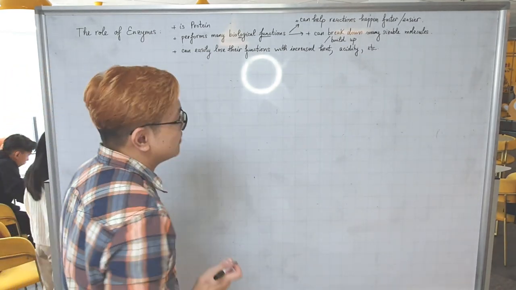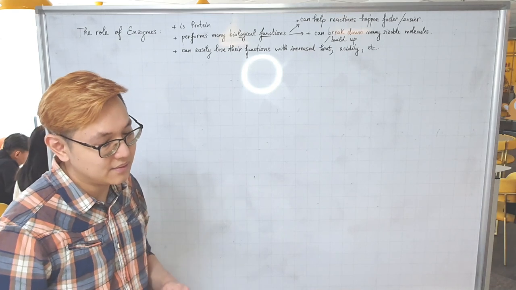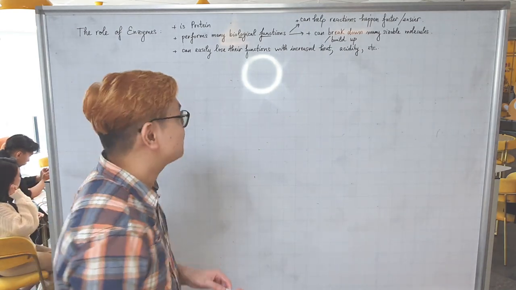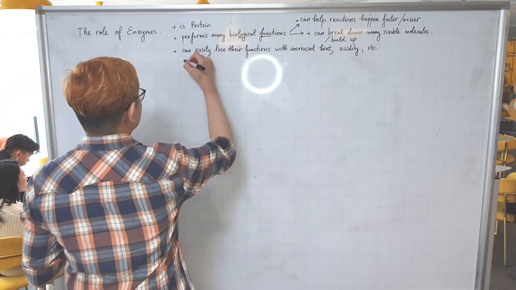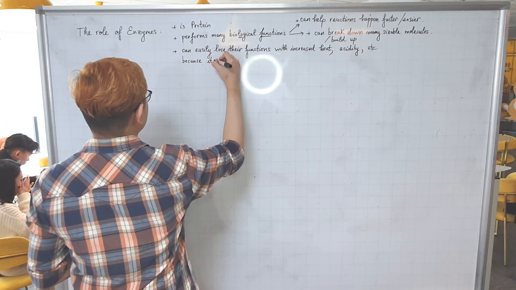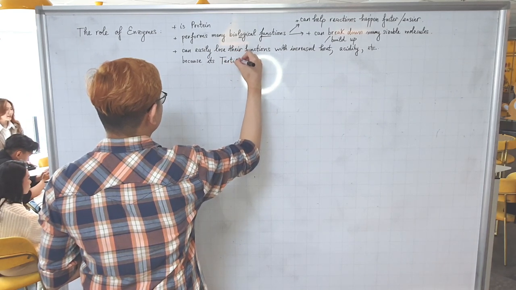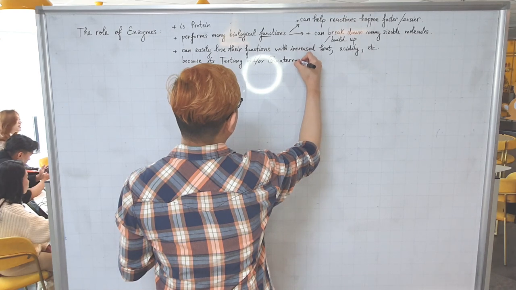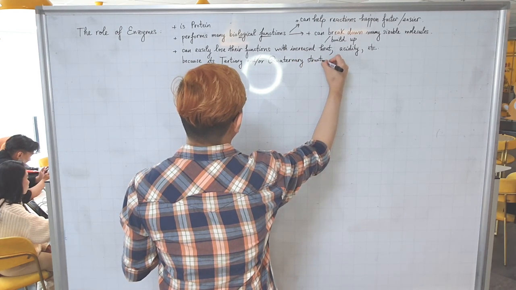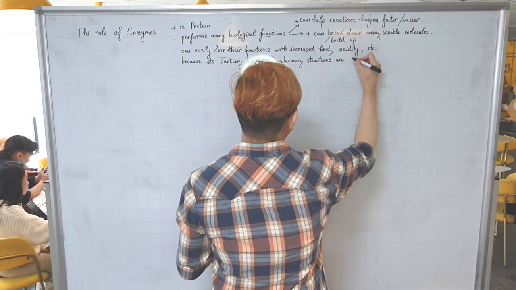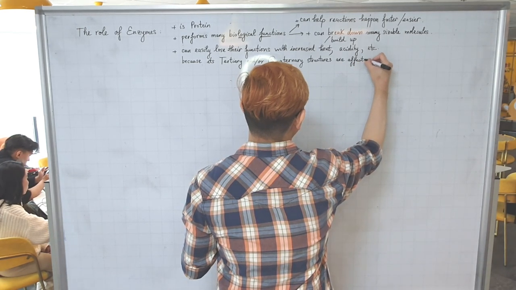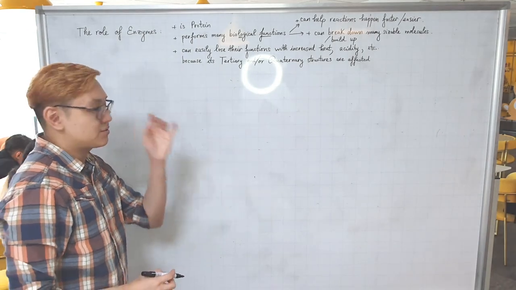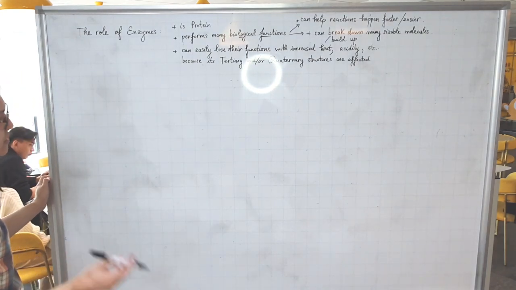Tại vì sao? Tại vì nó cần cái cấu trúc bậc 3, bậc 4 của cái protein đó. Hồi nãy về protein mình quên nói về cấu trúc bậc 3, bậc 4. Oh, about protein, I forgot to tell about the structure of protein as well. Because it has tertiary and or quaternary structures. Nó chỉ cần bị ảnh hưởng cấu trúc bậc 3, bậc 4 thôi là mất đi hoạt tính enzyme. As long as the tertiary or quaternary structures are affected, they lose their function as enzymes.